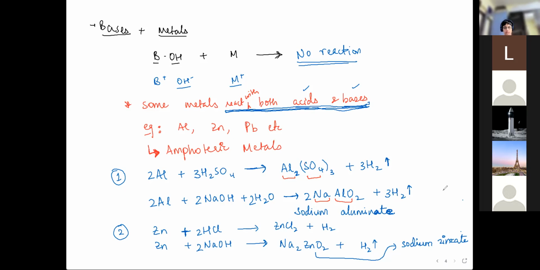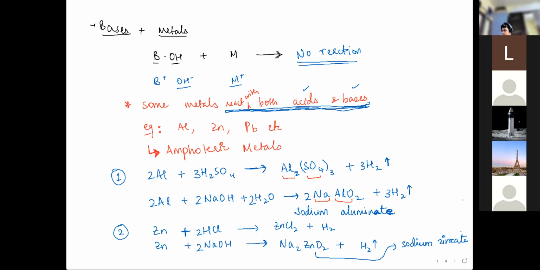Zn reactions will come in what type of reaction? These are metal reactions, right? Yeah, the second one. So usually metals don't react with bases. There are some types of metals, called amphoteric metals, that have a property of reacting with both acids and bases. So the reason they're called amphoteric is because they react with both.